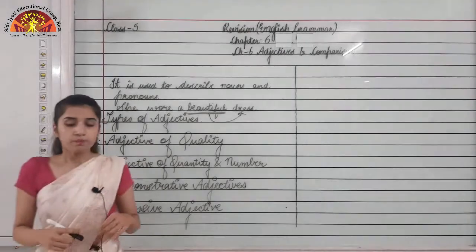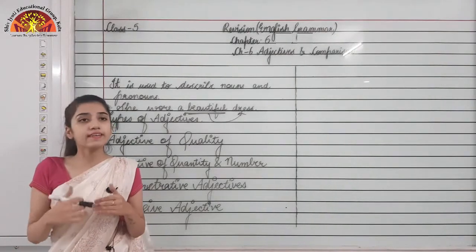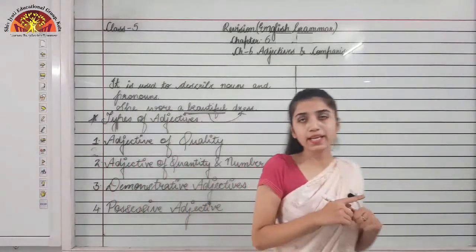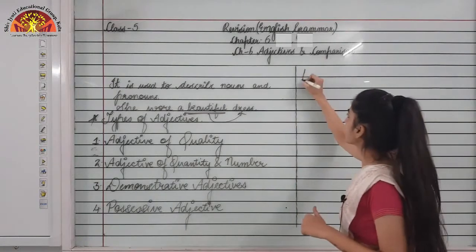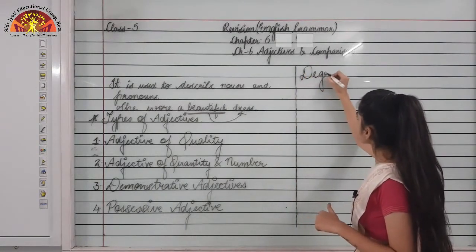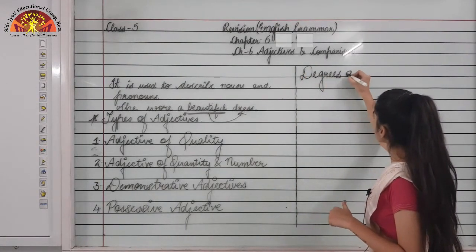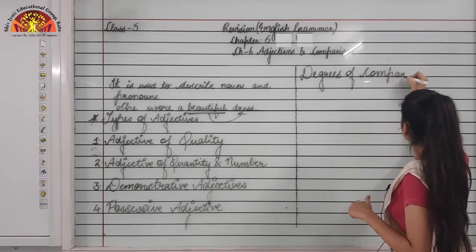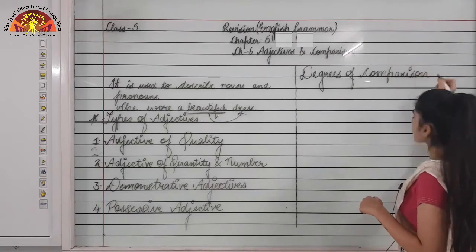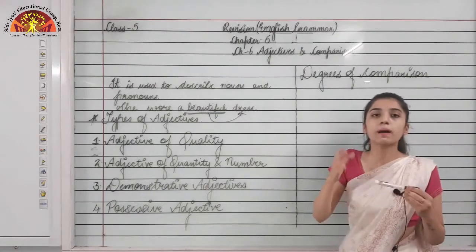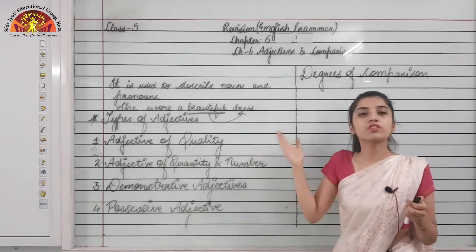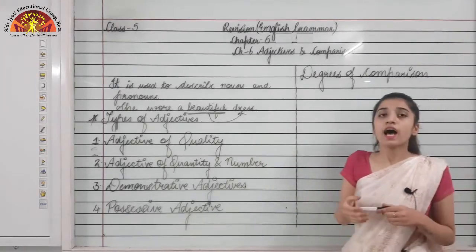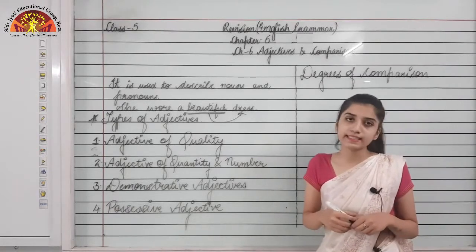Okay. Now moving to the degrees of comparison that we have in adjectives. The next topic, degrees of comparison. To compare adjectives, we have 3 degrees. First one is positive, second is comparative, and the third one is superlative degree.